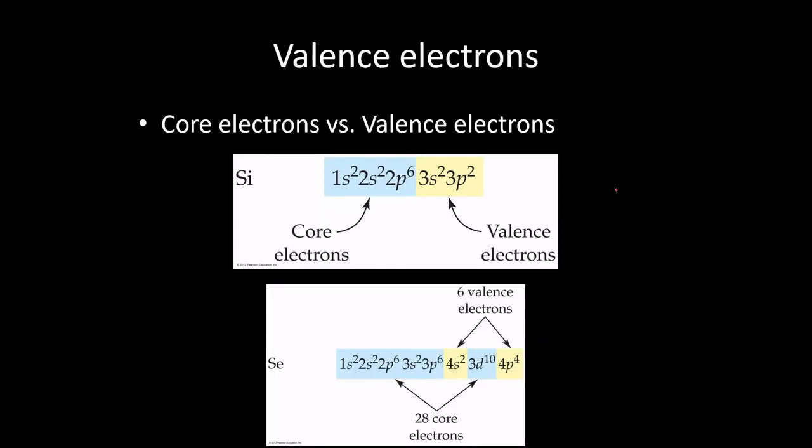All right, we're going to call it there for this video. In the next one, we're going to talk about some classifications of electrons inside of the atom, specifically valence electrons versus what we call core electrons. So I'll talk to you in the next one.